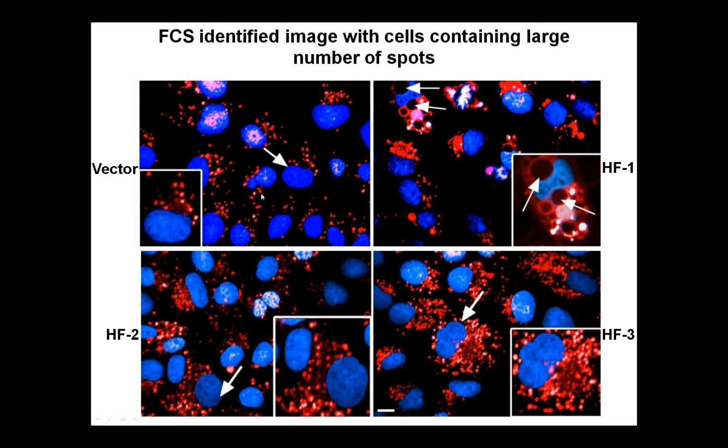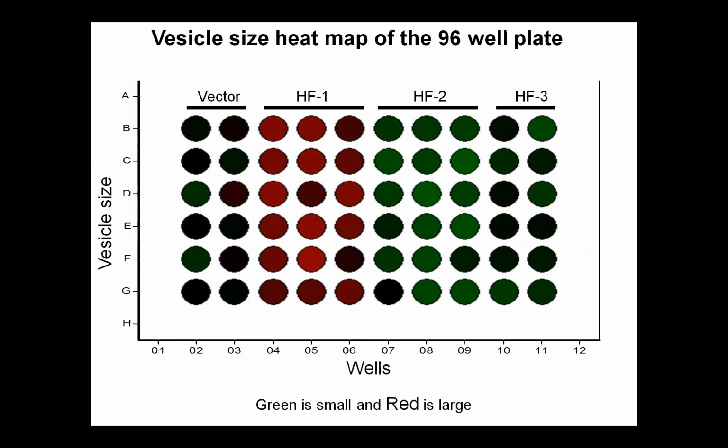The cells which are expressing vector alone have a small number of spots compared to the cells which are expressing HF1, where the vesicle size is also increased, and so is the number of spots. But HF3 is the one which has more spots compared to the other host factors. This is a heat map. Again, the cells which are expressing HF1 have a larger vesicle size compared to the cells which are expressing HF2 or HF3 or the vector alone.